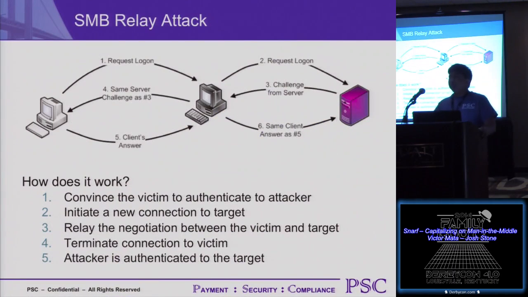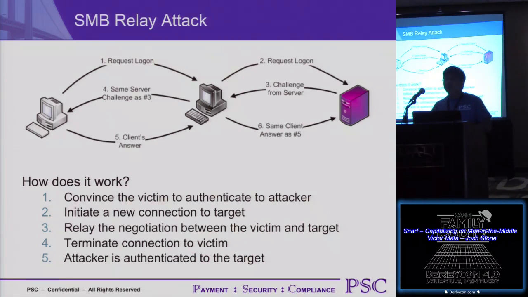So, a quick and dirty intro on the SMB relay attack. I'll explain how exactly it works. Looking at the diagram, number one is convincing your victim to authenticate to the attacker. This can be accomplished several ways. Usually the top ways are NBNS and LLMNR poisoning or spoofing, ARP poisoning, DNS and DHCP spoofing, and so on. It doesn't really matter how you get there, as long as you get there. What we want is to harvest or receive authentication requests from our victim.